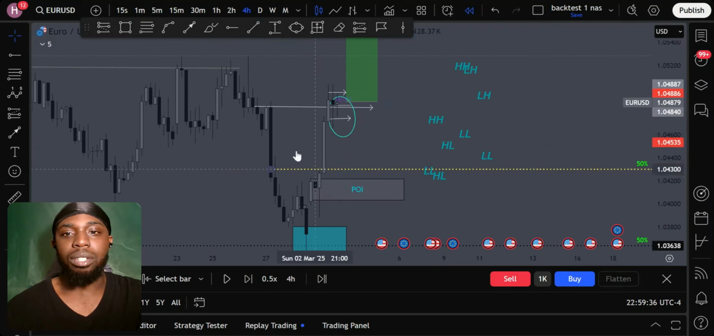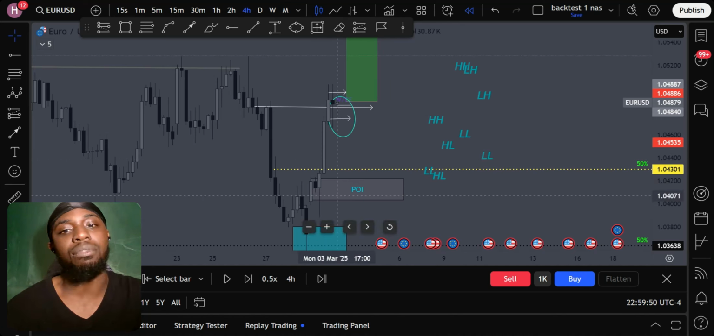So as you can see, we got that push up into the market around London, New York session, 9 a.m. We got that closure above. Once we got that closure above, I was looking for the market to really come back up into this area. So now we're going to go down a time frame.